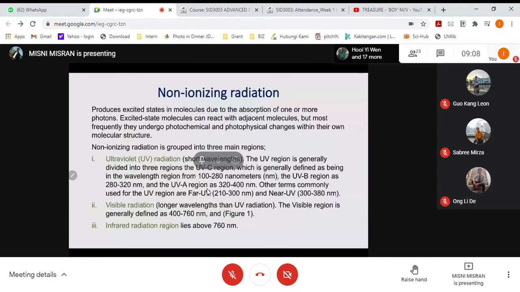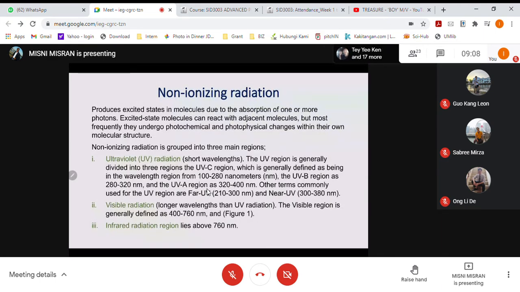Non-ionizing radiations. Now, I think you're aware of, last time we were talking about visible radiation, we talk about infrared, we talk about UV, and the non-ionizing radiations. We group into three main regions. Okay, the first one is ultraviolet radiation. Right, this is UVC, UVB, and UVA.